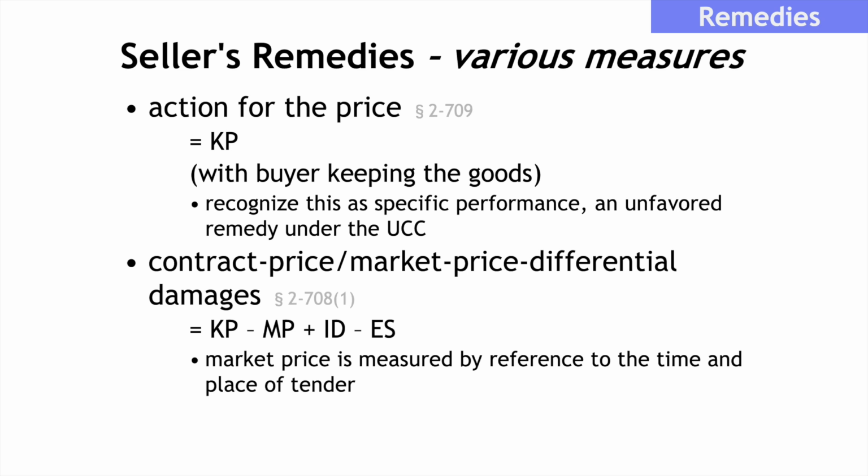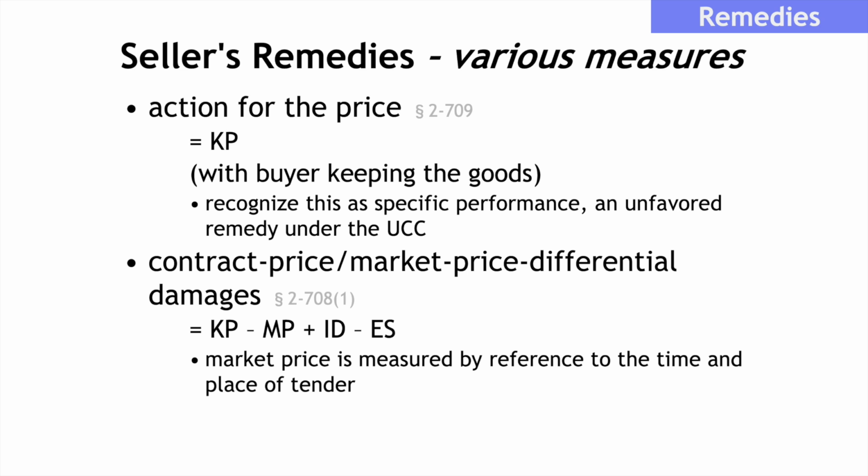Next one is contract price, market price differential. The formula for this is contract price minus the market price plus incidental damages minus expenses saved. So if I contracted to sell to you, say, 700 barrels of oil at $100 a barrel, and then you didn't follow through on the contract, and it turns out the market price for oil is $50 a barrel, then I'll take $100 a barrel minus $50 a barrel, so I'll get $50 a barrel times 700 plus incidental damages and minus expenses saved, and that'll be my measure of damages.